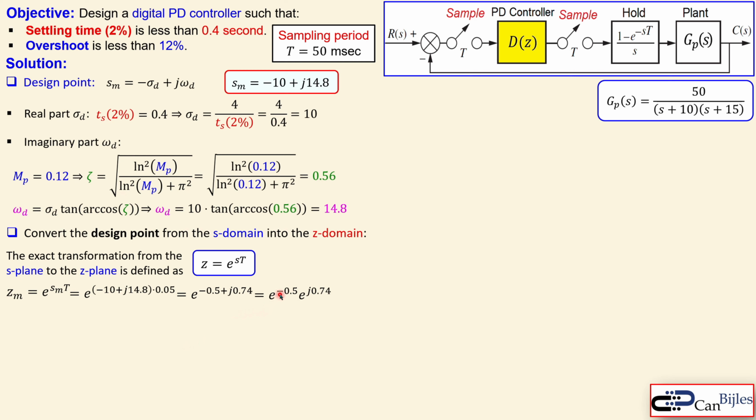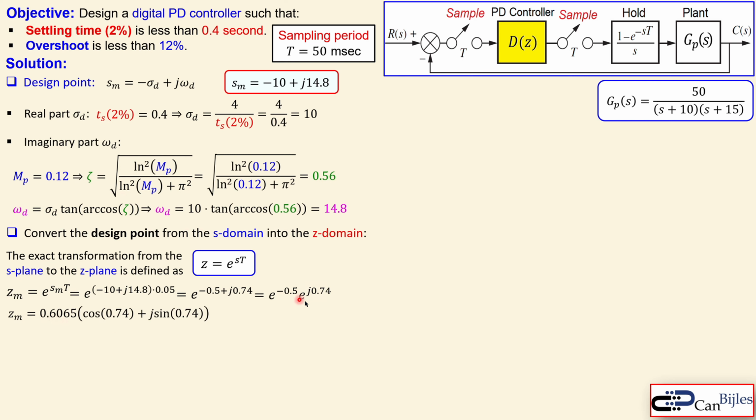So you get e to the power minus 0.5 times e to the power j 0.74. Now this is just a number, the magnitude of that expression, and this is the angle given in radians. Remember, it's not degrees. So we can now determine that just as a value, which is approximately, of course, 0.6065.